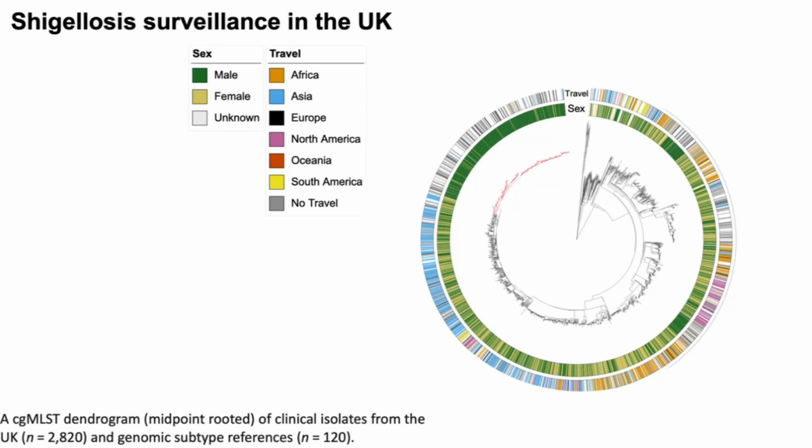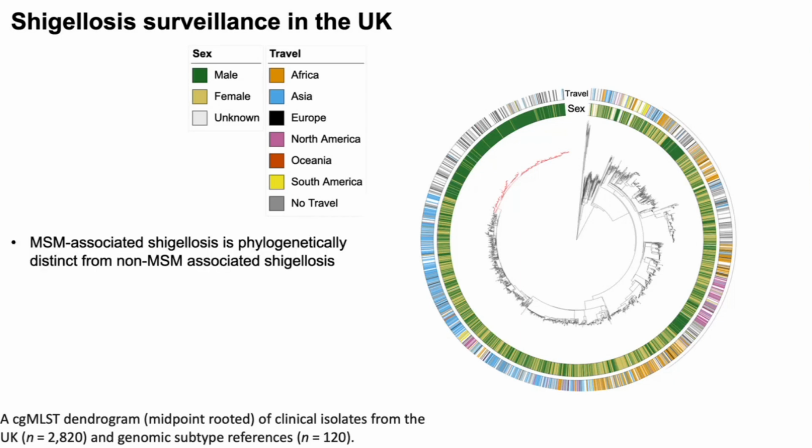As you can see, there's a big chunk of isolates at the very end of the ring, which I've highlighted the branch in red. Those are mostly all MSM-associated Shigella isolates because of male, obviously. And there are little pockets around the tree of other male clusters as well. But we'll be focusing on the red branch today. So MSM-associated shigellosis is phylogenetically distinct from non-MSM-associated shigellosis.